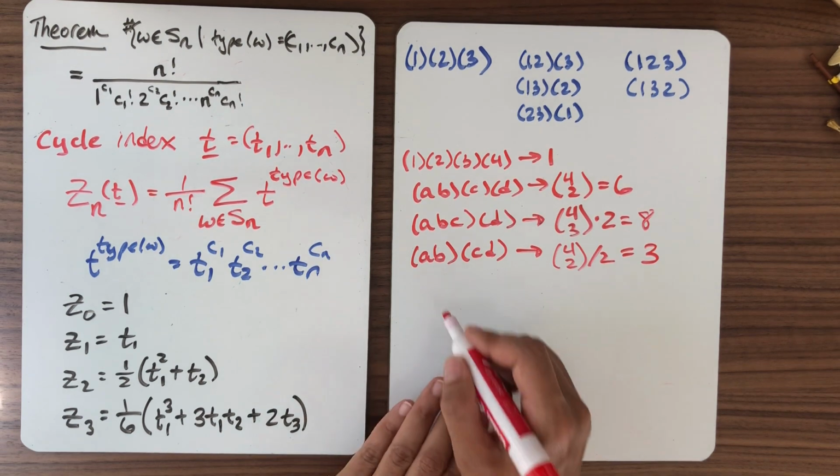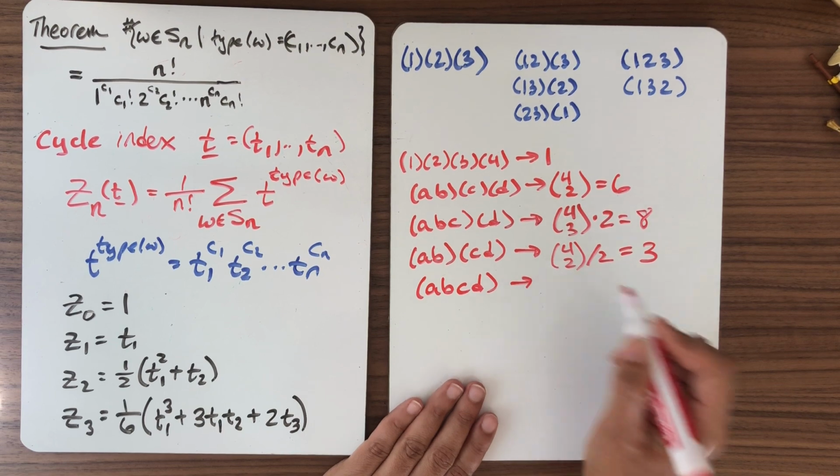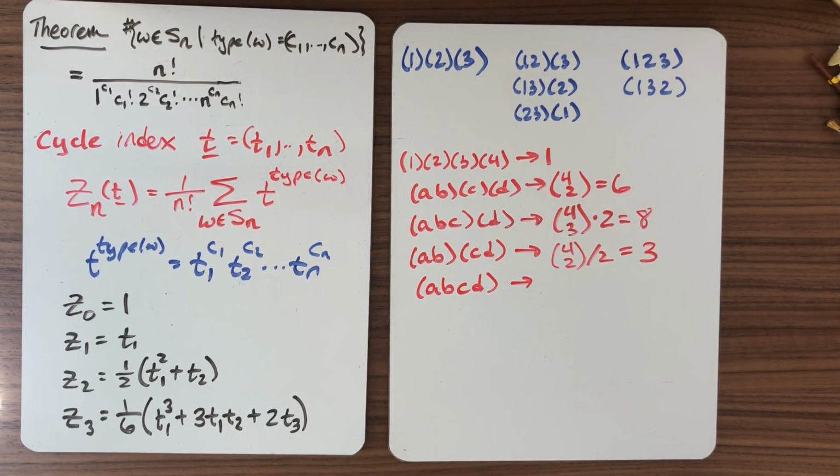And then what else could we do? Well, we could have a 4 cycle, A, B, C, D. And now we have 4 choose 4, so there's no binomial coefficient there.